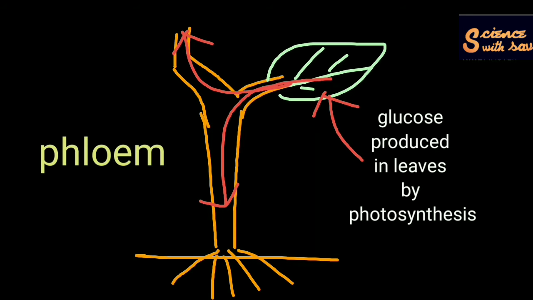So get it very, very clear that xylem transports water and minerals from the soil to the leaves, and the phloem transports the food, the carbohydrate or glucose which is formed in the leaves, from the leaves to all other parts of the plant.